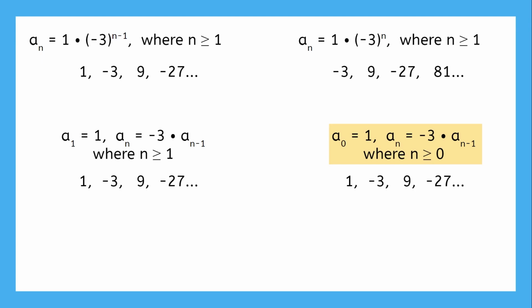So 3 of these formulas created the same sequence, while the top right one actually started the sequence on the wrong term. In order for this formula to create the same sequence, it would have to start a term earlier. In other words, the domain would have to start at 0, not 1.